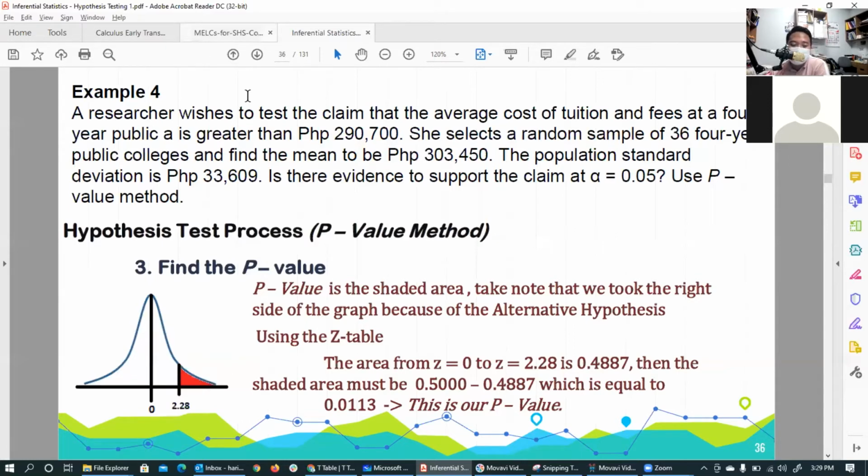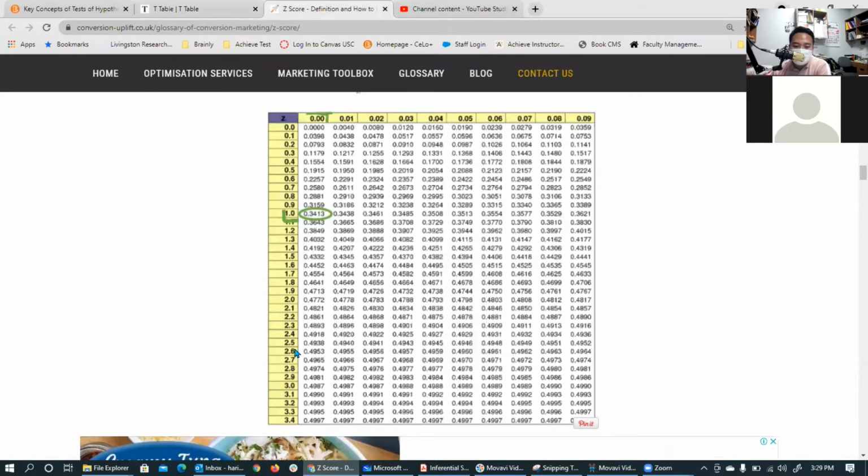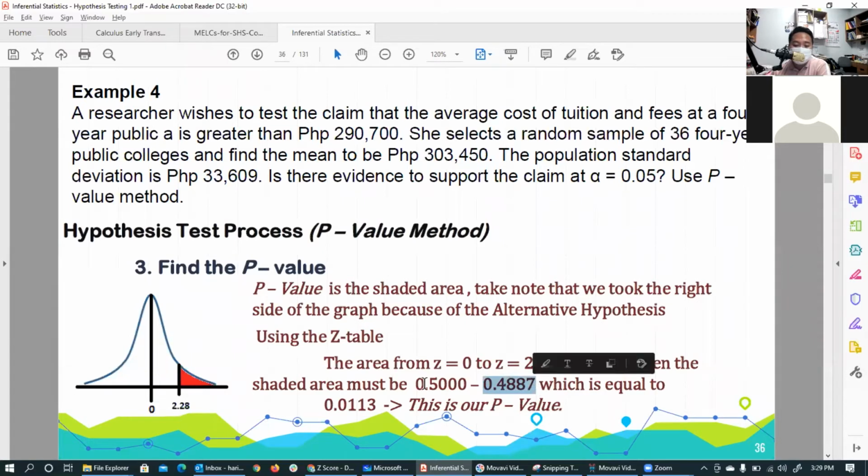Okay, next. The p-value is a shaded area. Take note, we took the right side of the graph because of the alternative hypothesis. Using the z-table, we need to find the area from 0 to 2.28. So our z-table is here. 2.2 is here, and 2.28 is 0.4887. We know the area of half of the curve is 0.50, so we subtract 0.4887 from 0.50. The result is the red area, which is equal to 0.0113. That is going to be our p-value.